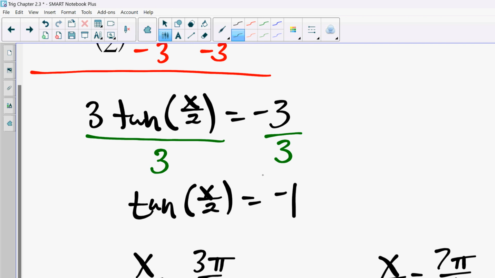And again, they didn't restrict us between 0 and 2 pi. So this time we're going to add what to both sides? Pi n. And the reason we're adding pi n is because we're dealing with tangent, and tangent's period is only pi units. So we have pi n.